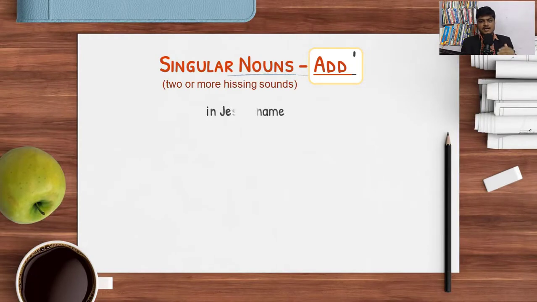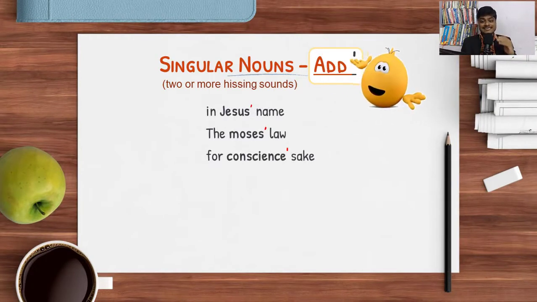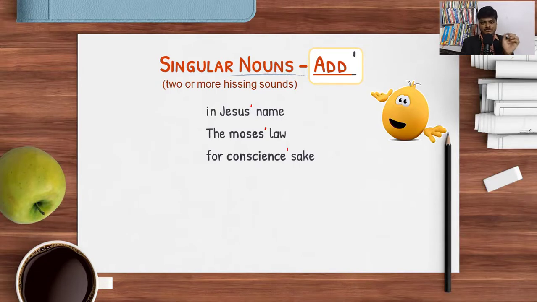Next, singular nouns with two or more hissing sounds form possessives just by adding an apostrophe. For example, in Jesus, there are two hissing sounds. In these, to show possessives, we just place an apostrophe at the end of the noun. The Moses' law, two hissing sounds, just place an apostrophe to show possessives. For conscience' sake, just placing an apostrophe shows the possessive.